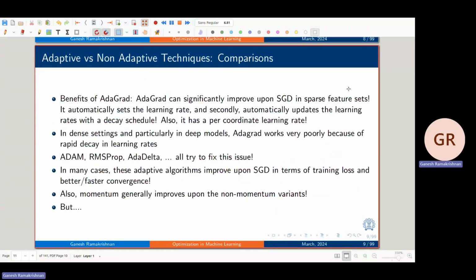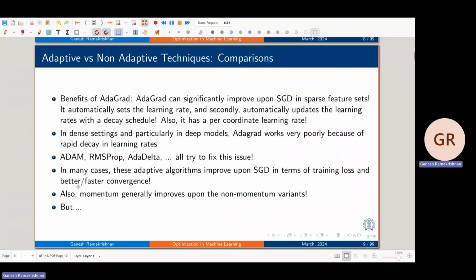Okay, so summarily, the adaptive gradient, AdaGrad, can significantly improve upon stochastic gradient descent in sparse feature sets. It gives you a lot more leeway in how you set the learning rate, etc. But it turns out that in dense settings, in deep models, it also has a fair bit of problems. So ADAM, etc., try to fix this issue.